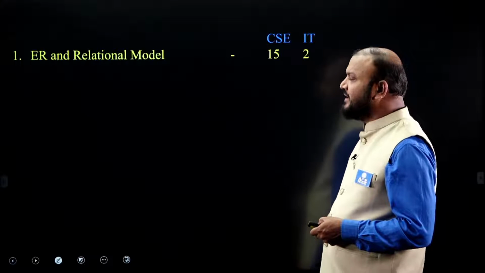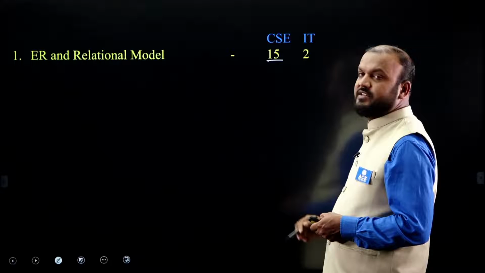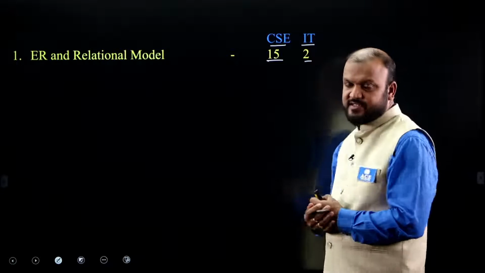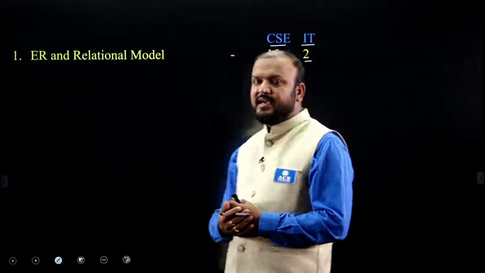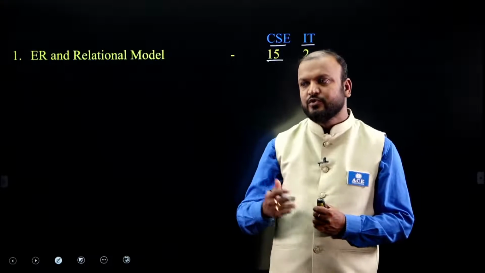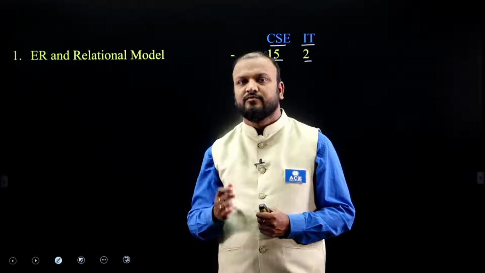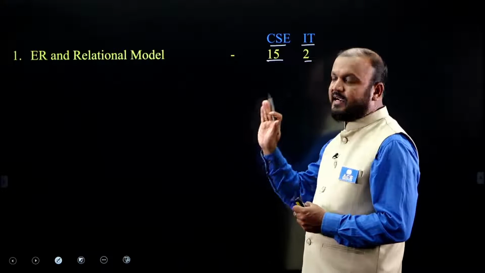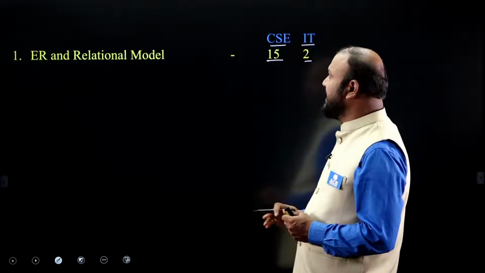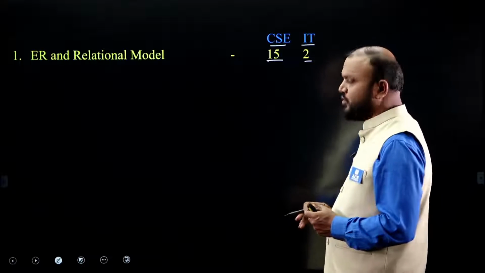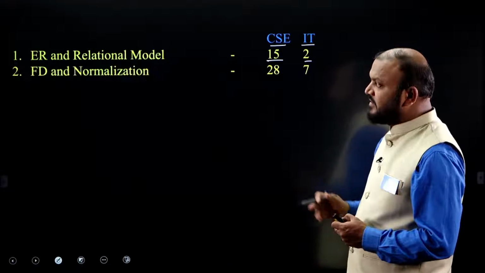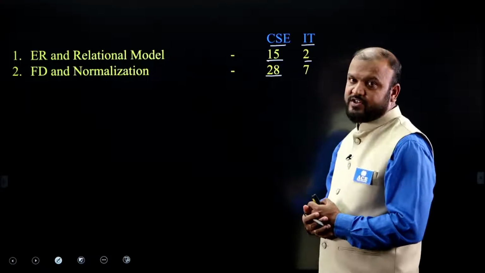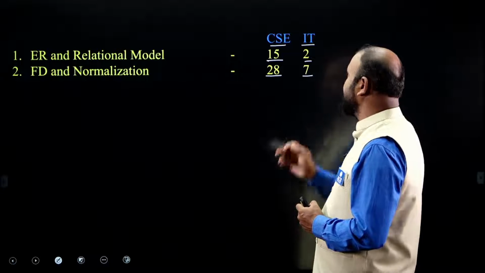From ER and relational models, there are totally 15 questions asked in the CSE paper, and in the IT paper, there are 2 questions. Actually, the IT paper was there from GATE 2004 to 2008, those 5 years, CSE separate paper, IT separate paper. Next, functional dependencies and normalization: there were 28 questions in the CSE paper and 7 questions in the IT paper.